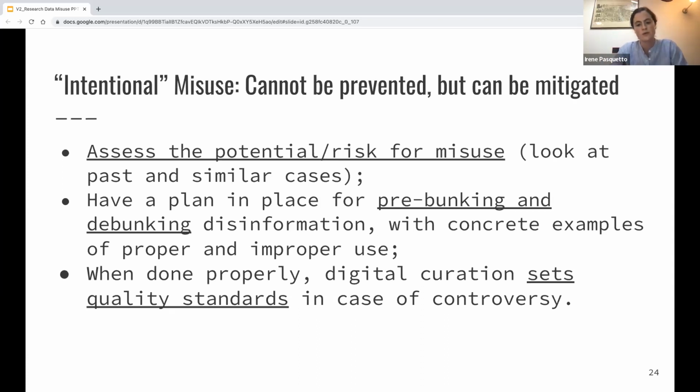And finally, it is important to keep in mind that when done properly, digital curation of open data sets some quality standards in the case of controversy, right? Meaning that if the data end up being misused, the data intermediaries and the science stakeholders that decide to release this data can use their user guides as a reference for showing what the data actually represented and what research questions were appropriate for this data and what were not appropriate.